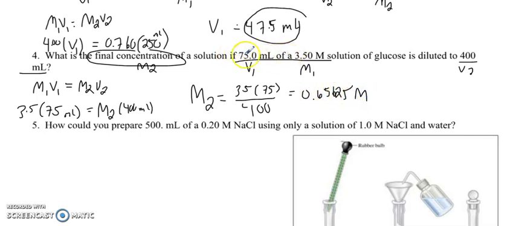But how many sig figs do we want? Here there's 3, here there's 3, here there's only 1. Actually, all this should really be to 3 sig figs. So if we want to round that, that should be 0.656 molar. Remember that molar means moles per liter.